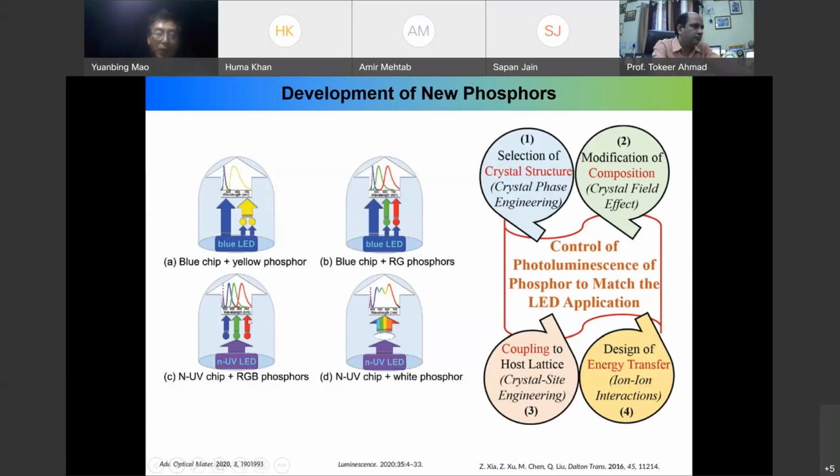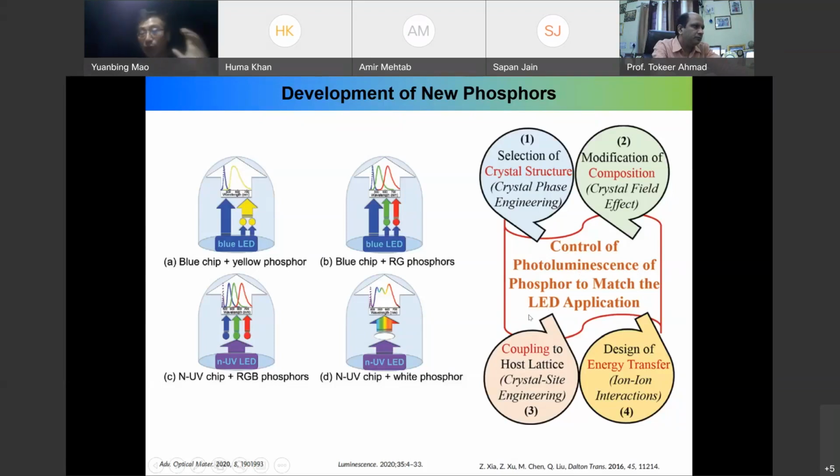Or it can be 2 or just 1 phosphor, as long as it gives red emission, green emission, and blue emission. Those are the details I want to point out. So how do we design this type of phosphors? These are the different strategies scientists have explored. We use these different strategies to control the luminescence of phosphors to match the LED applications.